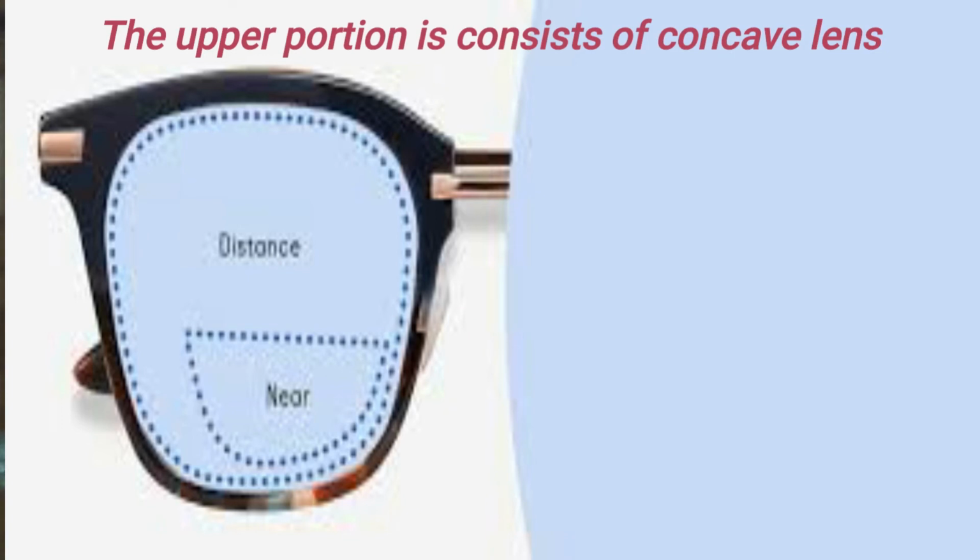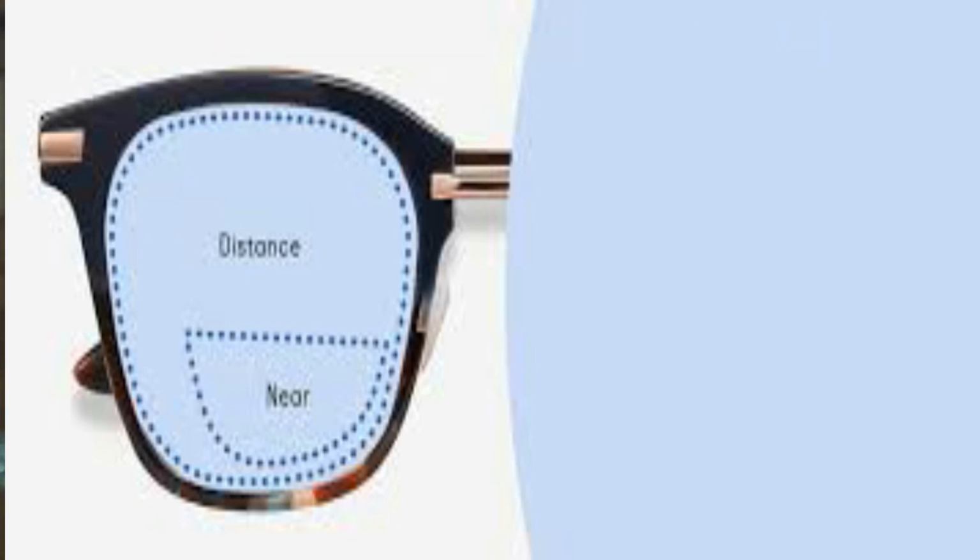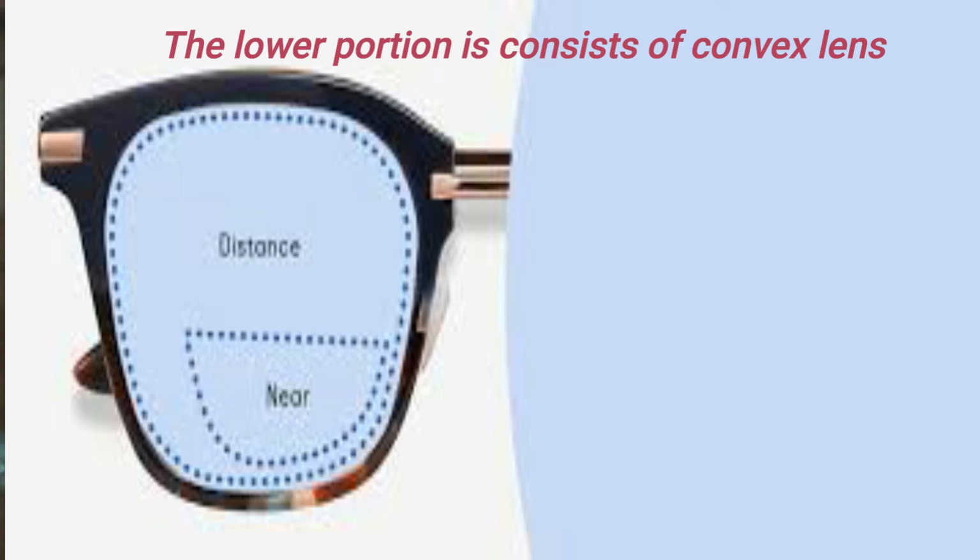You can see the spectacles with bifocal lenses. The upper portion consists of a concave lens, which helps to see distant objects. The lower part is a convex lens, which helps to see nearby objects.